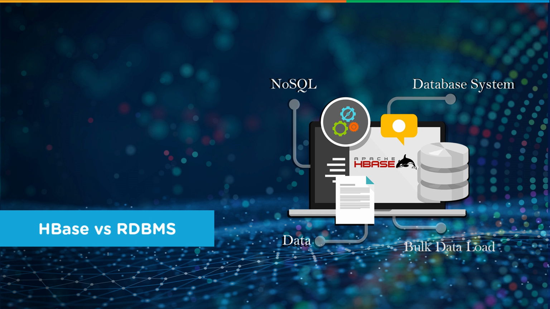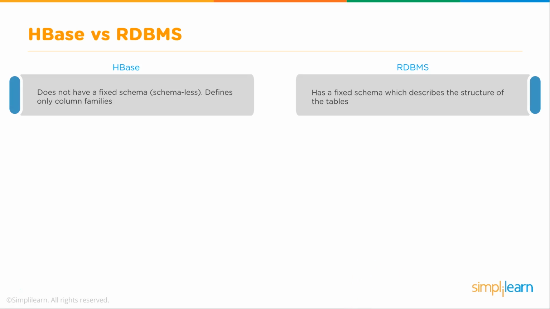So when we look at HBase, we all want to know what's the difference between HBase versus RDBMS. That is a relational database management system. HBase versus RDBMS. HBase does not have a fixed schema. It's schemaless. It defines only column families. And we'll show you what that means later on. An RDBMS has a fixed schema which describes the structure of the tables. You can think of this as you have a row and you have columns, and each column has a very specific structure, how much data can go in there and what it does.